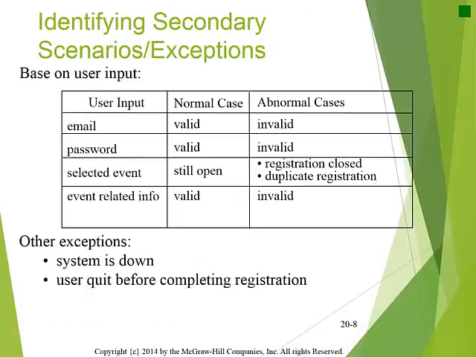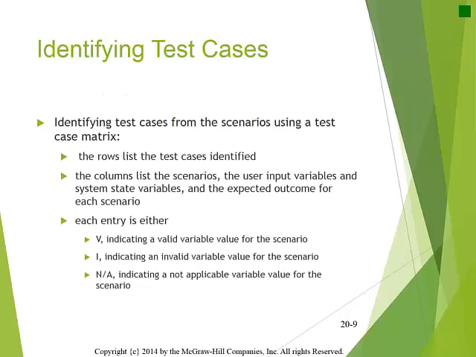To identify the secondary scenarios, we look at the normal cases and the abnormal cases of user input validation. Other exceptions are also listed, such as the system is down or the user quits before completing registration. For each primary and secondary scenario, a test case should be created.